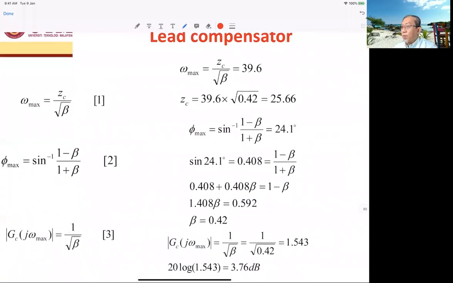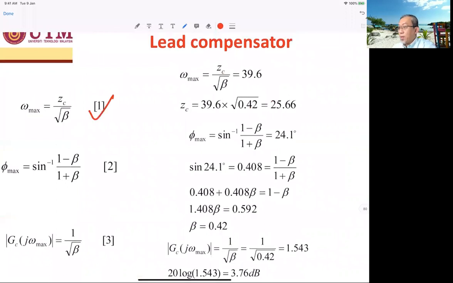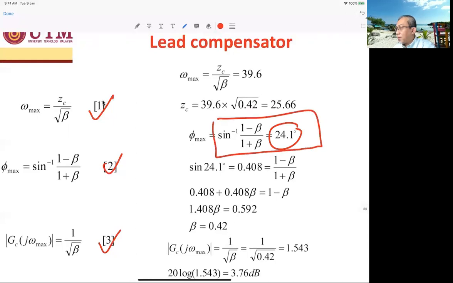Right. So we use the three formulas for the lead compensator, which are omega max, phi max, and the magnitude at the maximum frequency. First you calculate beta. The phi max is 24 degrees, which we got previously. Then find beta. So you solve this, and beta is equal to 0.42, less than 1.